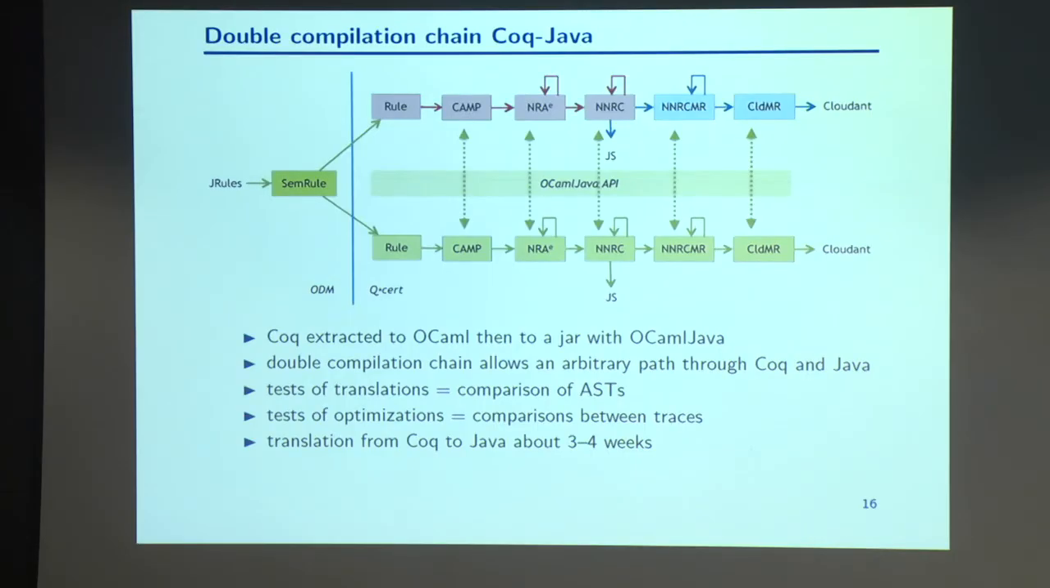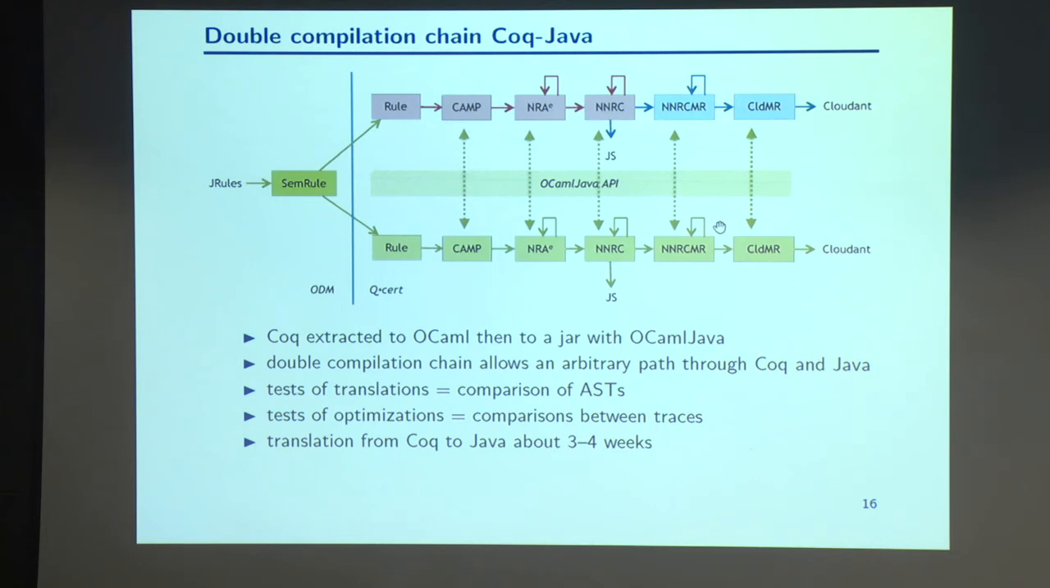So to do this, we used a double compilation chain where we keep our compilation chain in Coq and the compilation chain also in Java. And with this double compilation chain, we can take an arbitrary path saying, okay, I want to start with the first step in Java, then switch to the Coq side, and go back later to the Java code.